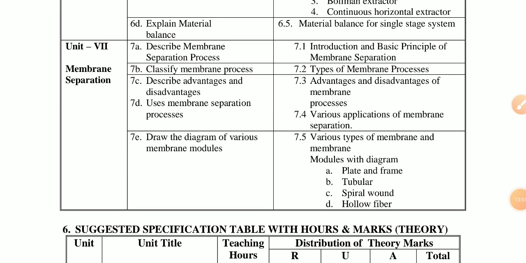Explain material balance for the described membrane separation process. This is important. 3 or 4 types basics. Introduction and basic principle of membrane separation, types of membrane process, advantages, disadvantages, various applications. Draw the diagram of various membrane modules, various types of fundamental membrane modules, 4 types: plate and frame, tubular, spiral wound and hollow fibers.